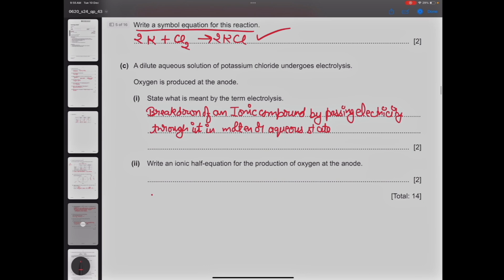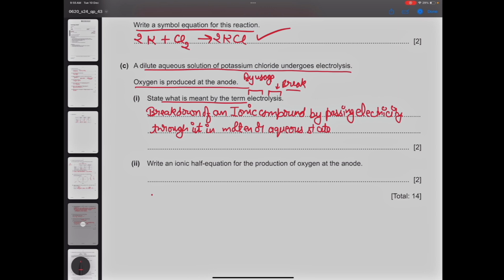Now, a dilute aqueous solution of potassium chloride undergoes electrolysis. Oxygen is produced at anode. State what is meant by the term electrolysis. It's a fairly simple definition. Just think about it. Lysis means break. It's a word in bio. You just need to understand lysis means to split or break something. And electro means by usage of electricity. So it simply means when you are trying to break a compound by passing electricity through it, right?